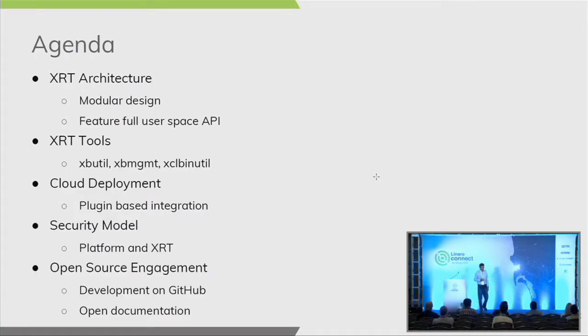So here's the agenda. I want to talk about the overall architecture of XRT, some of the key tools that we ship along with XRT, how we do cloud deployment, because we are deployed in many hyperscalers today, the security model of XRT, and the open source engagement and development that we have been following for the last 1 year.